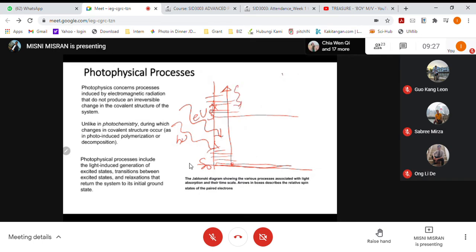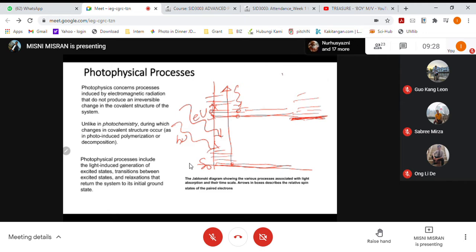It falls not necessarily over here, but may fall somewhere over here. The triplet state normally has energy lower than the first excited vibrational state of the molecule. So now I just put it slightly lower. Let's say the molecule now is over here. And this triplet state also has other energy states.